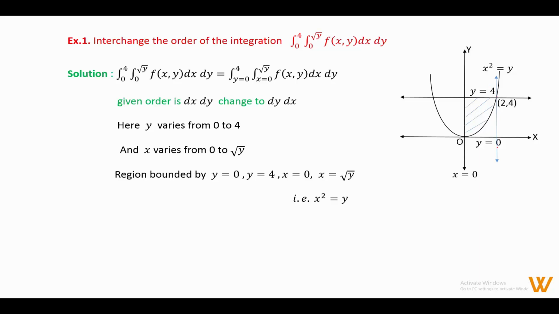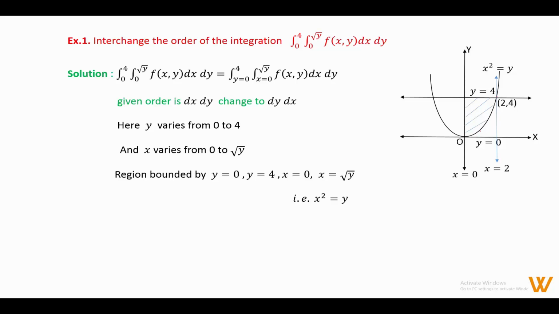Here the equation of this line is parallel to the y-axis, so its equation is x equal to 2. Means x varies from 0 to 2. The limits of x are constant, x varies from 0 to 2. Now find the value of y in terms of x.